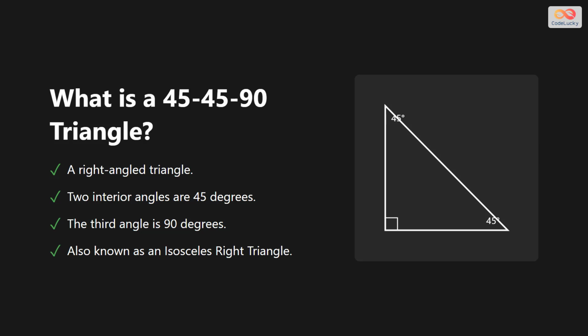A 45, 45, 90 triangle is a specific type of right-angled triangle. It has two interior angles that each measure 45 degrees and a third angle that is a 90-degree right angle. Because two of its angles are equal, it's also known as an isosceles right triangle.